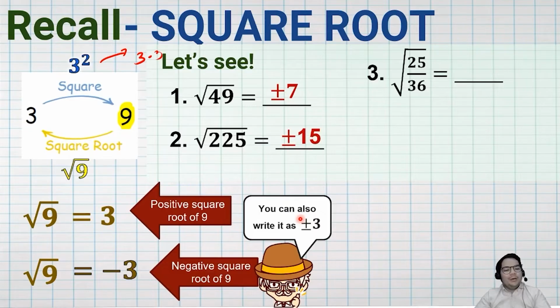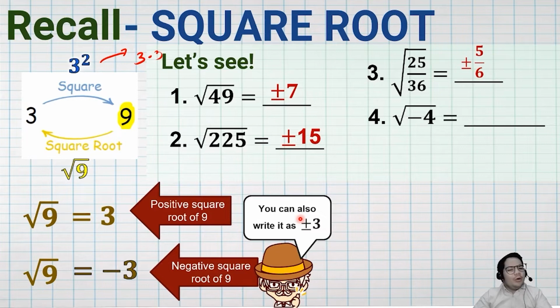Next. Oy, paano to? Fraction na siya. Square root of 25 over 36. Ano yung nasa isip mong square root nito? Ang alam ko, square root ng 25 ay 5 at ang square root ng 36 ay 6. So have you thought of 5/6? Tama. But we have to also consider positive and negative. So our answer is positive and negative 5/6.